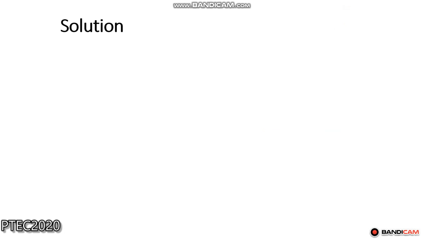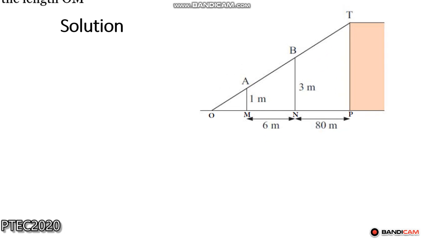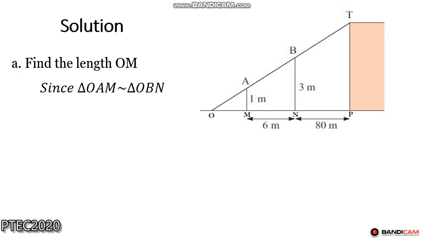So for the second question, find the length of OM here. From question A, sorry, this should be question B, not A. This should be question B. From question A, you already know that triangles OAM and OBN are similar, right? So consequently, when the two triangles are similar, it means that all the corresponding sides are in proportion.